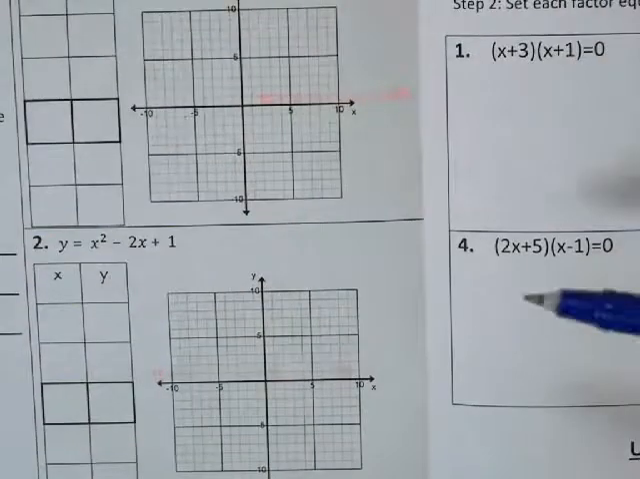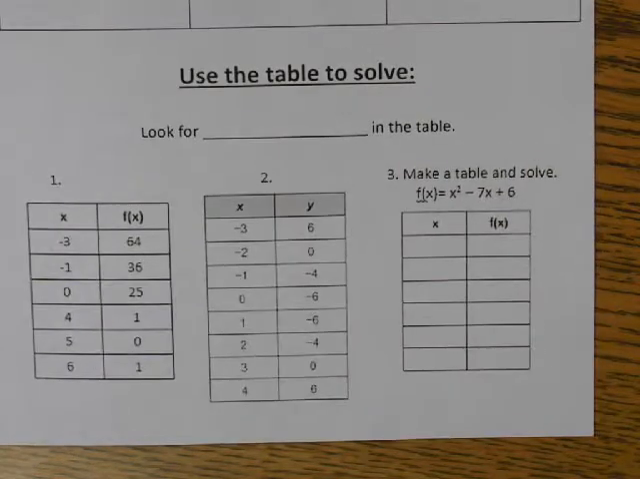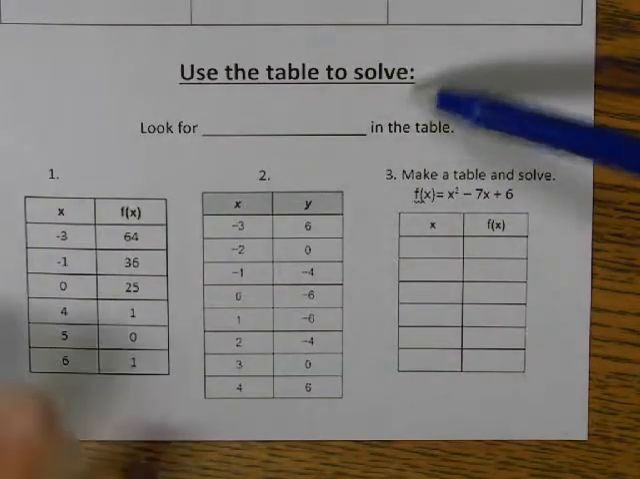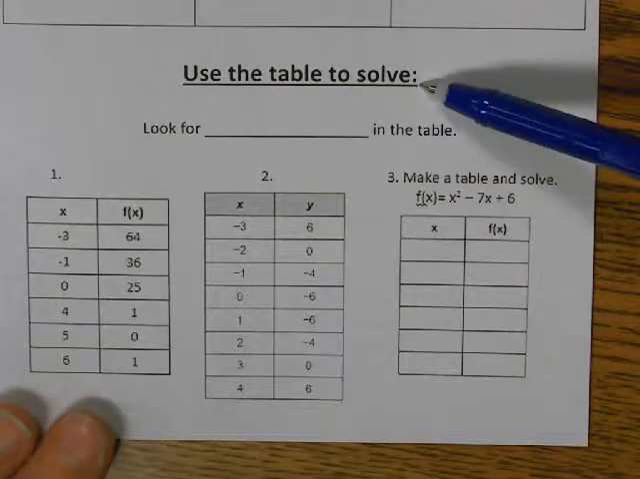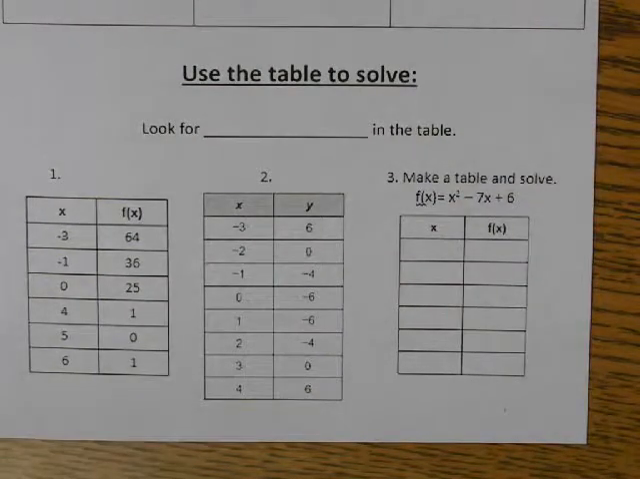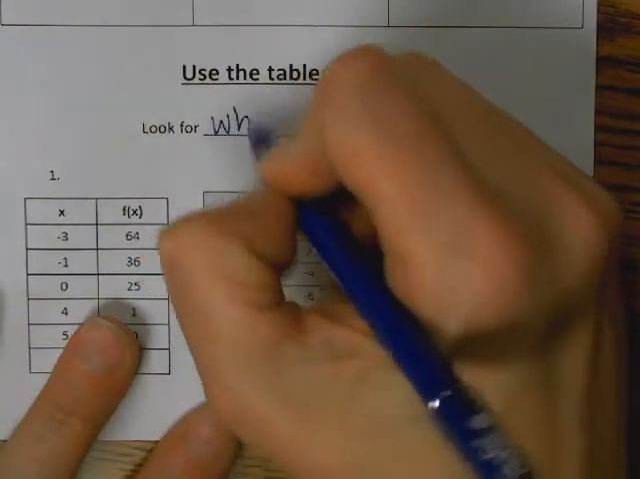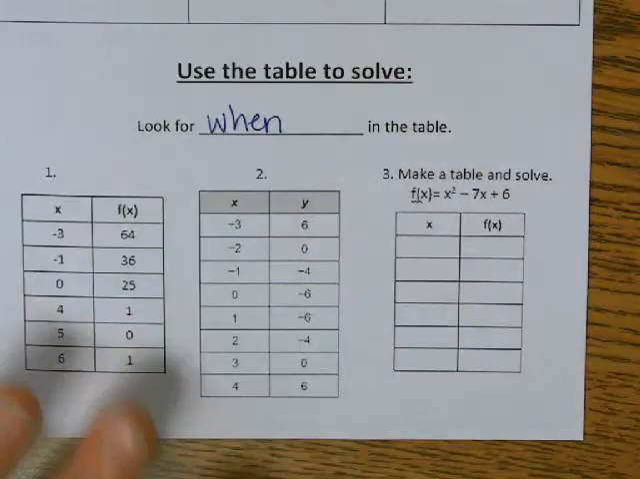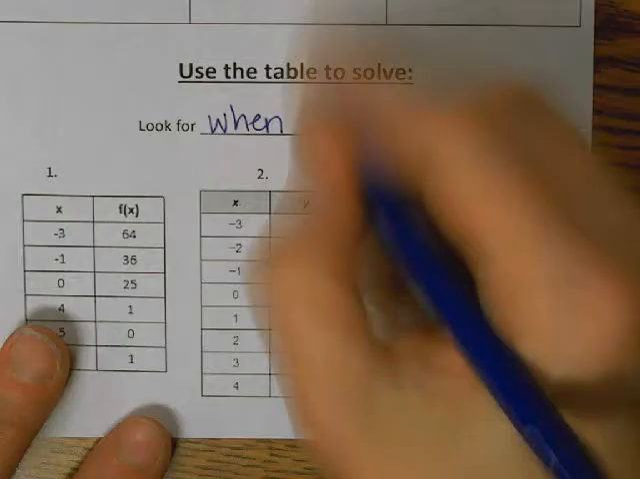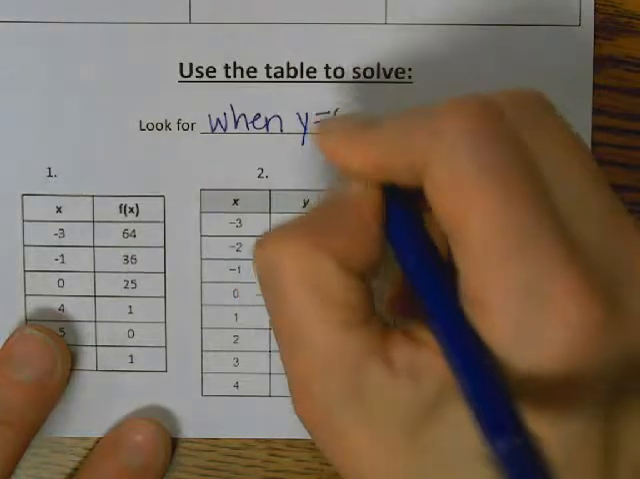Now if you look, my graphs aren't graphed at all, which means it's going to be a little bit harder than just looking at the table. So what did I say? If I want you to use a table to solve, what are you going to look for in the table? What did we write on the front of this foldable? We looked for when, so we're looking for the x-intercepts, so we want to know when y is 0.